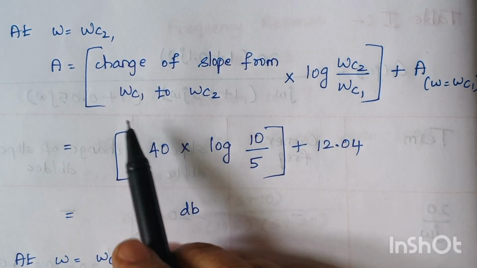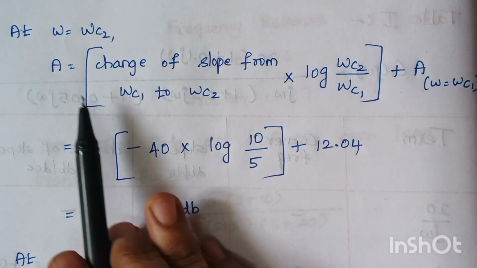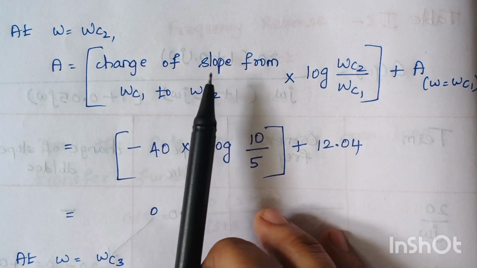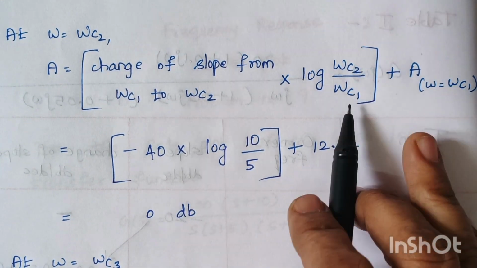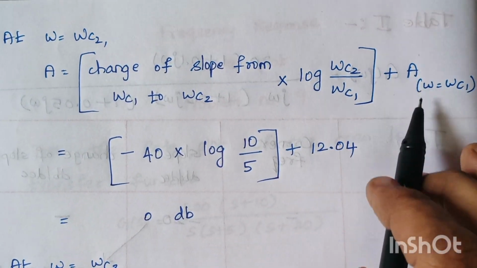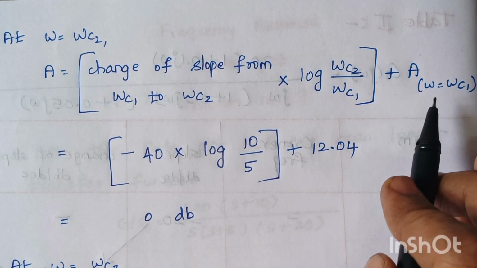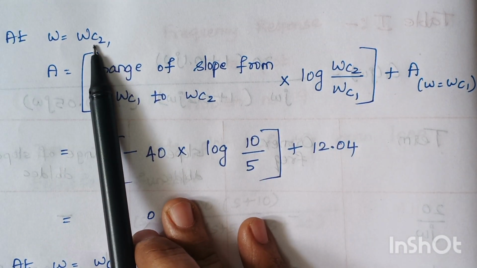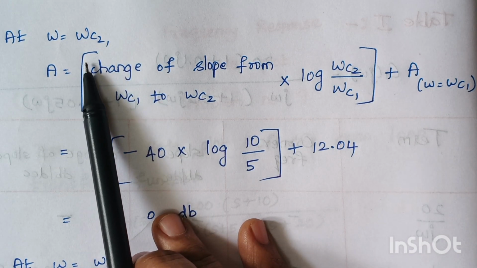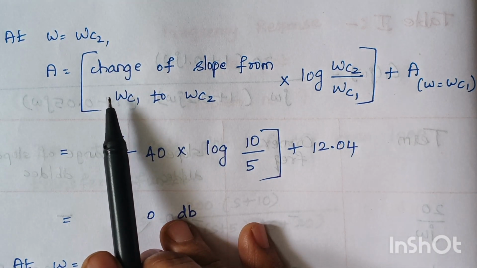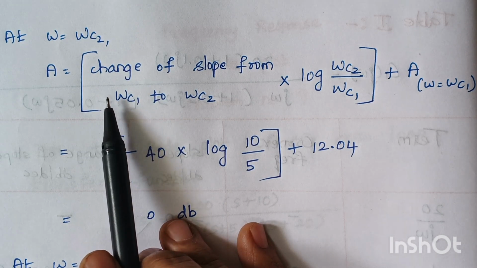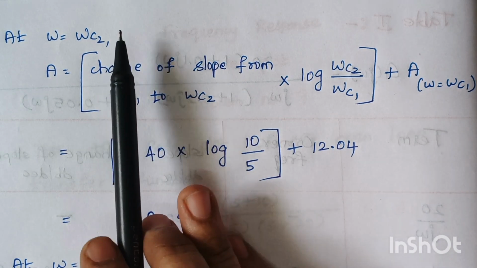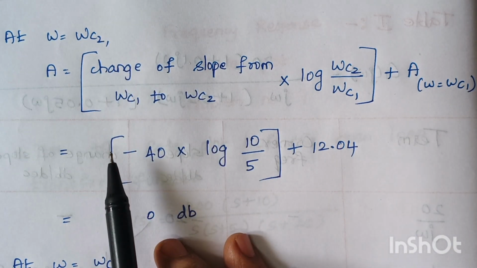The next is at omega equal to omega C2, the value of A is given as change of slope from omega C1 to omega C2 into log of omega C2 by omega C1 plus the value of A when omega equal to omega C1, right? Because from omega C1 to omega C2 there is a change of slope. Do you people accept that? It is clear from the table. Whereas for omega C1 there is no change of slope because it is your first corner frequency. That is the reason why we are using this formula for omega C2, omega C3 and omega H, right?